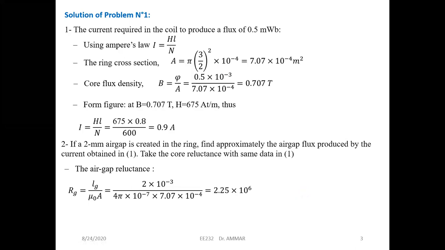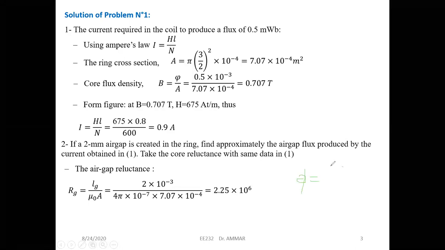Why are we looking for the reluctance? This question asks us to find approximately the flux, and according to Ohm's law for magnetic circuits, the flux equals F over the total reluctance. As in Ohm's law, the flux is equal to F over R total.